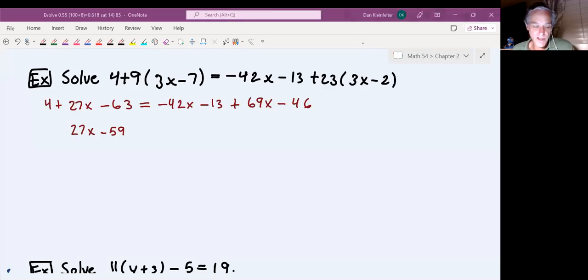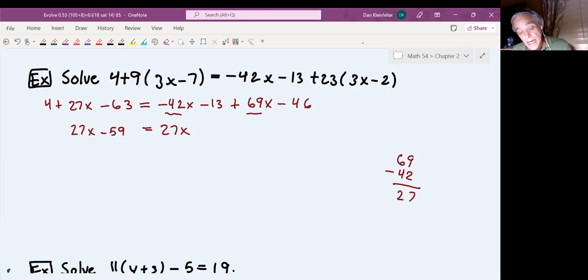All right, so let's try that again. On the left side, we have 27x, and then the 4 minus 63 gives us negative 59. On the right side, I have a couple of terms with x's and a couple that don't. Let me take the x's first. Negative 42 plus 69, that'll be 69 minus 42, and that's going to give us 27 x's.